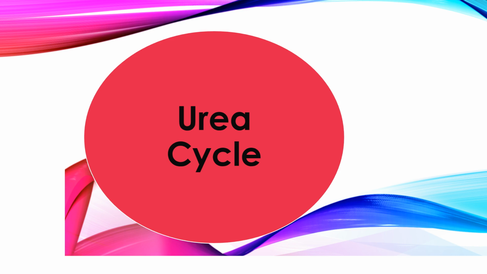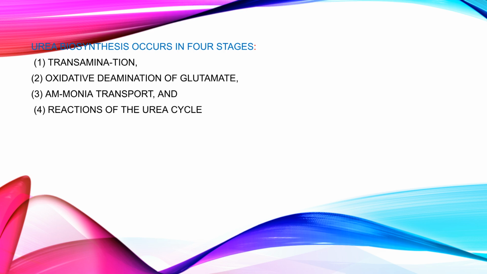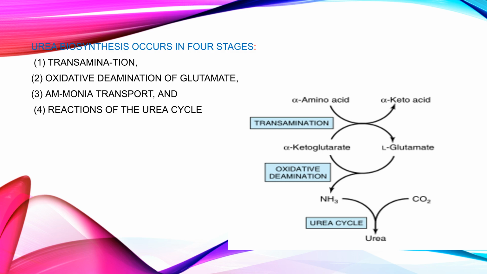This video will explore the urea cycle, presented by Medicos Online. Urea biosynthesis happens in 4 stages: transamination, oxidative deamination of glutamate, ammonia transport, and the reactions of the urea cycle itself. The diagram illustrates these steps leading to urea formation.